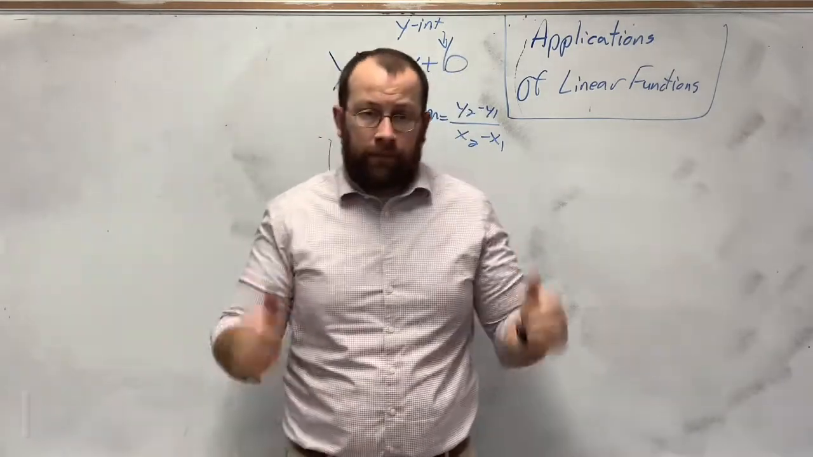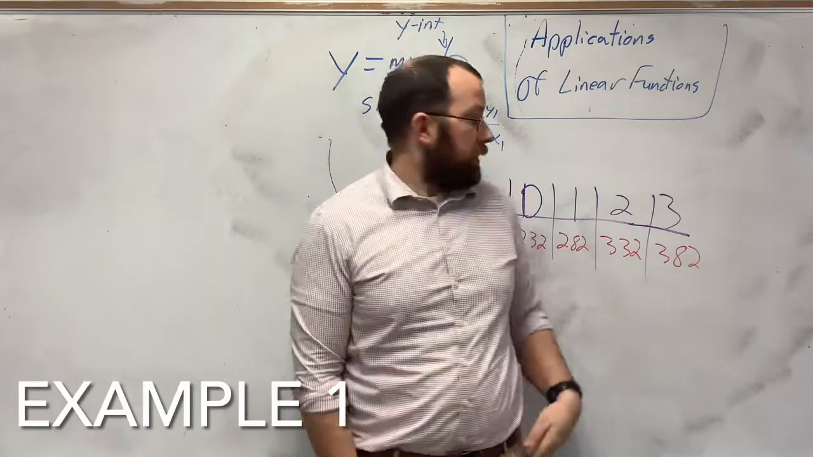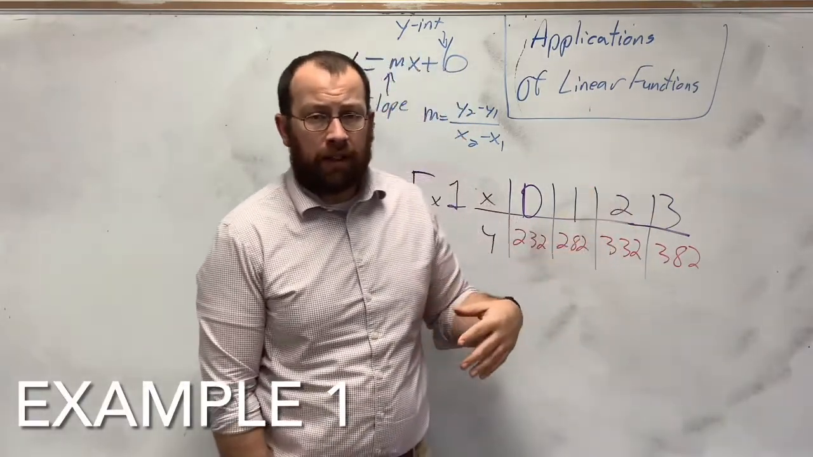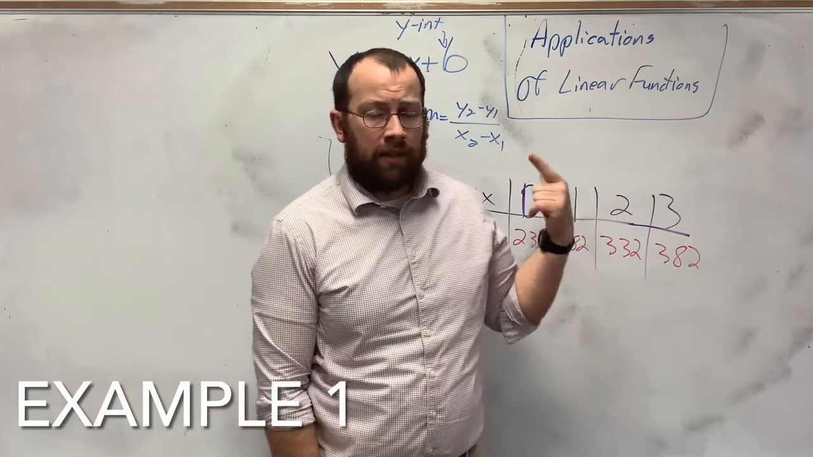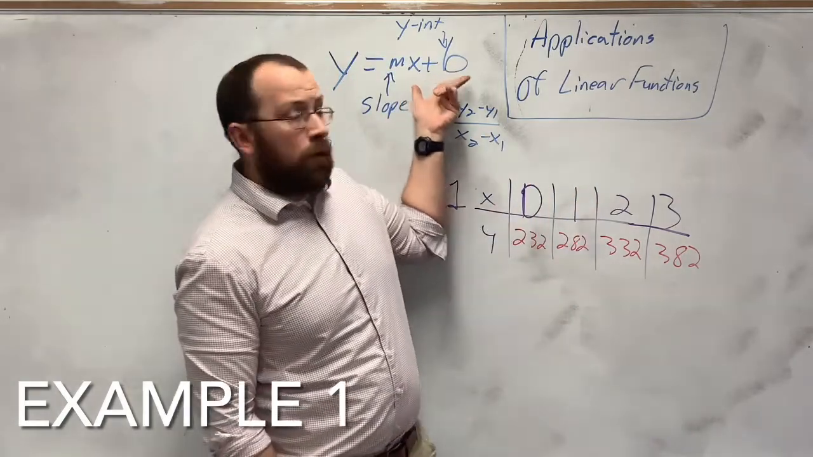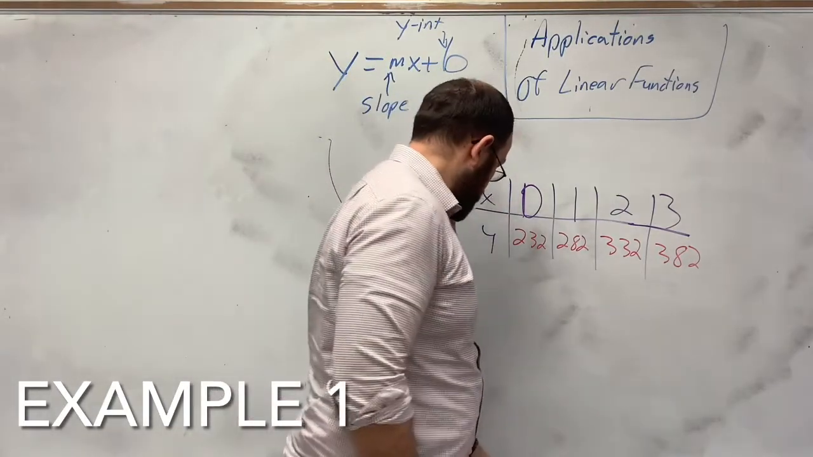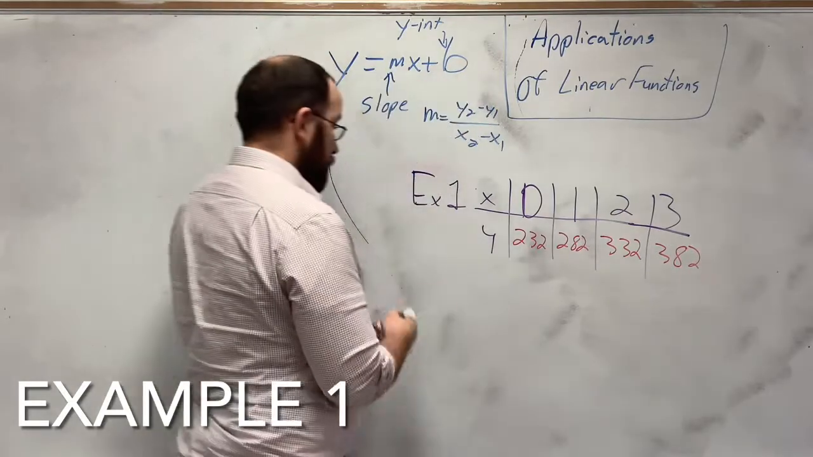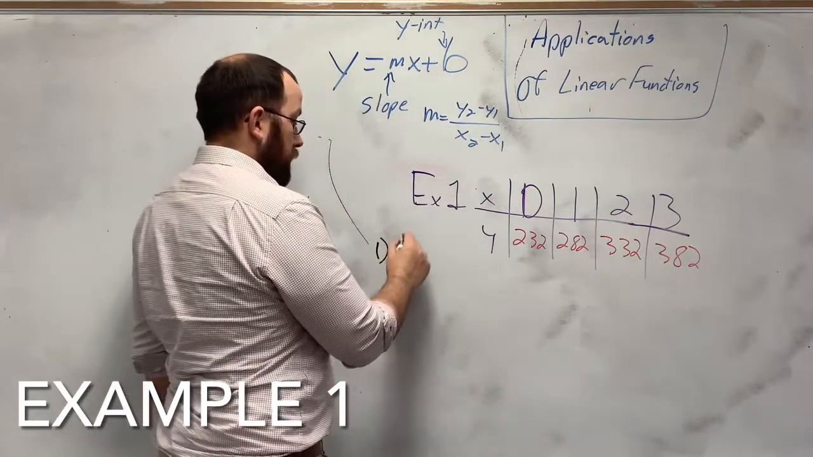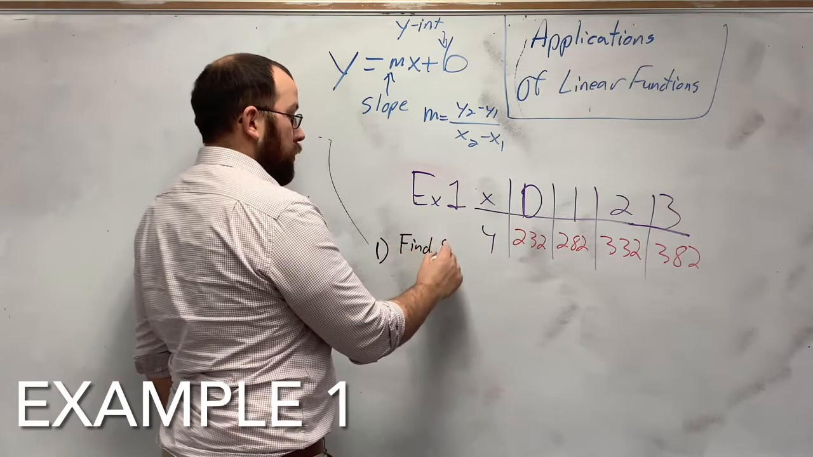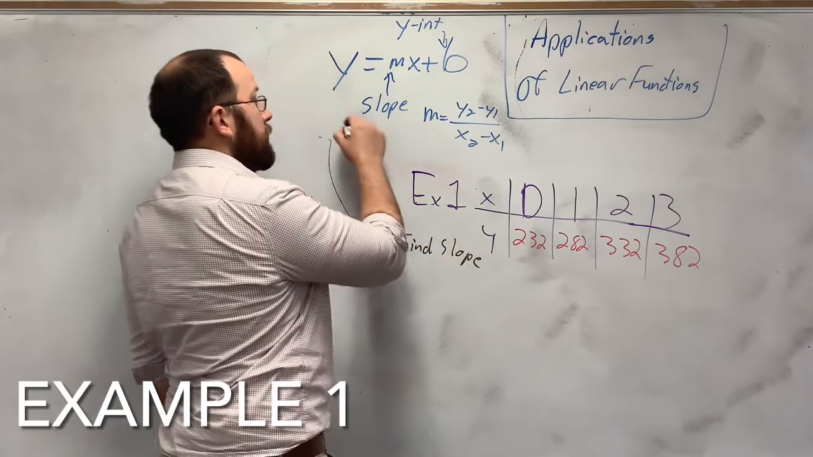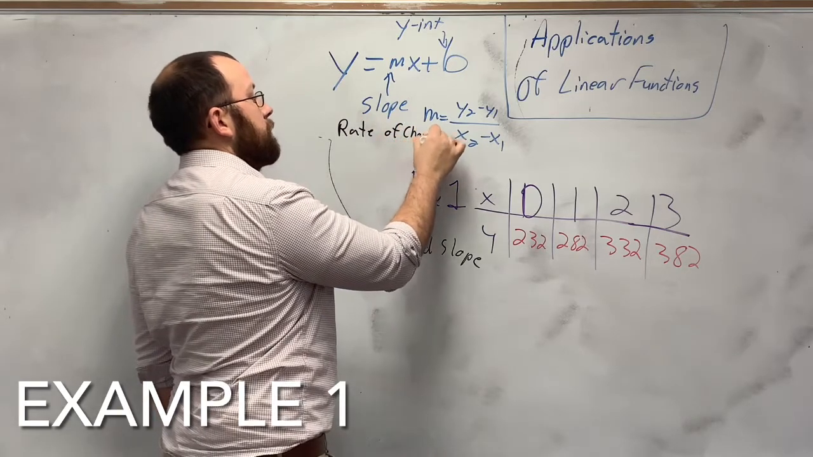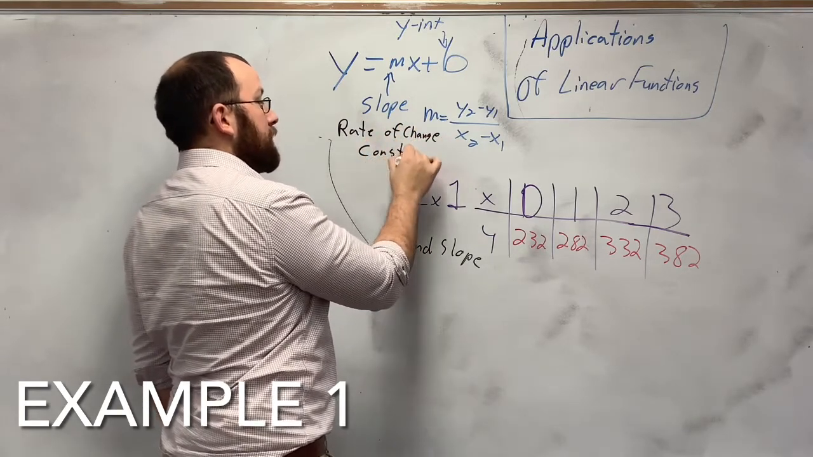It makes it simple. Our first example is this table. What we're going to do for all of our problems today is find the equation. It means finding the slope, the y-intercept, and writing it in this format. The first thing I always like to do is find the slope. The other name for slope is rate of change. It has to be constant, so you see constant rate of change.